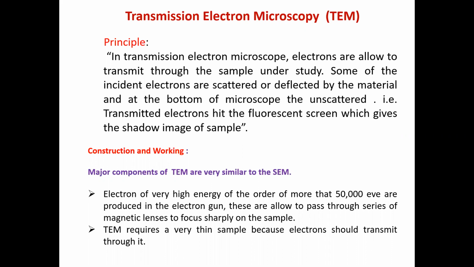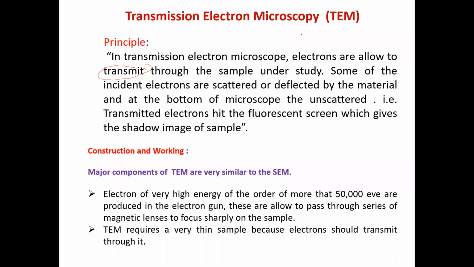So what is the principle of transmission electron microscopy? In transmission electron microscopy, the electrons are allowed to transmit through the sample under study. So this is a very important difference. Here your electrons get transmitted through your sample. This is a very important word. Your electrons are transmitted through the sample under study.